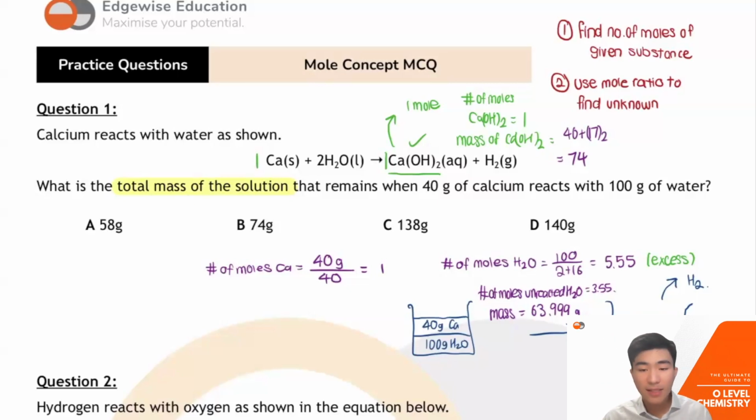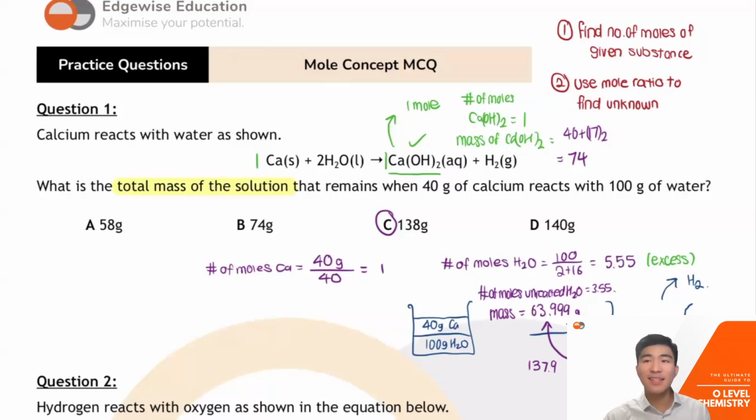Okay, with that, can you please add the two values together? 63.999 plus 74. When you add them together, they should give you a value of 137.9, which most probably you will approximate the answer to 138. Answer is C for this question. Okay, so please make sure that you know what are the steps involved.